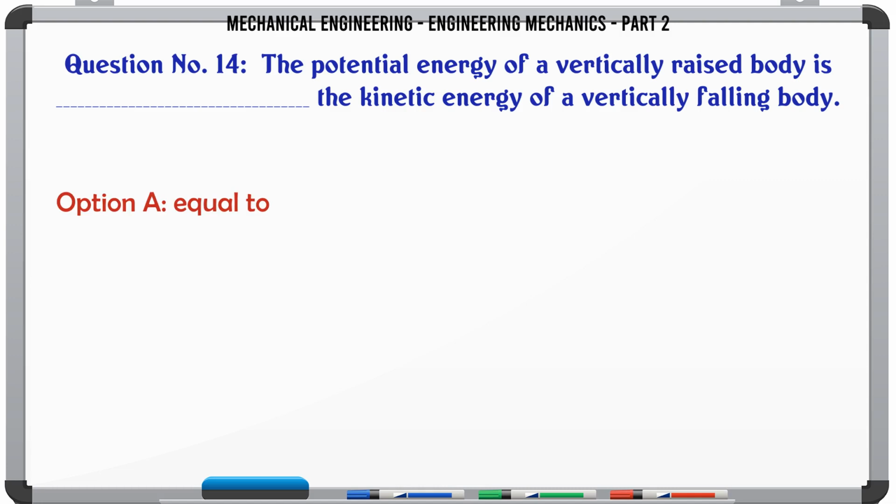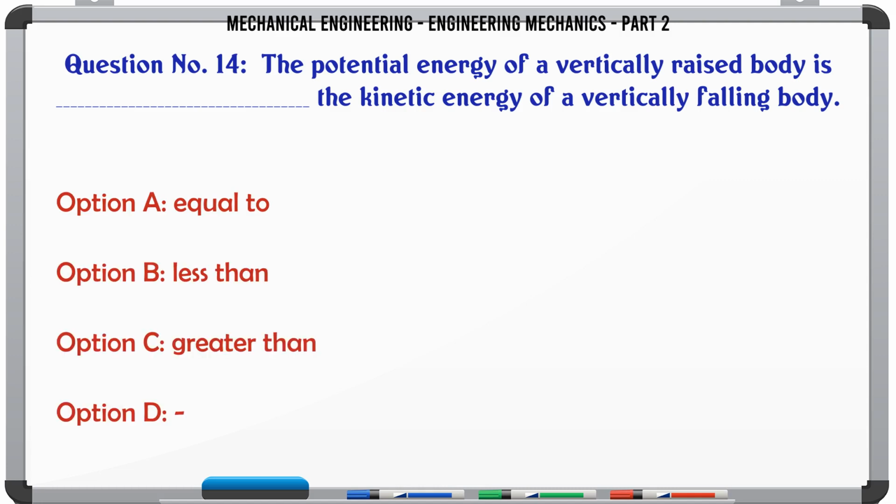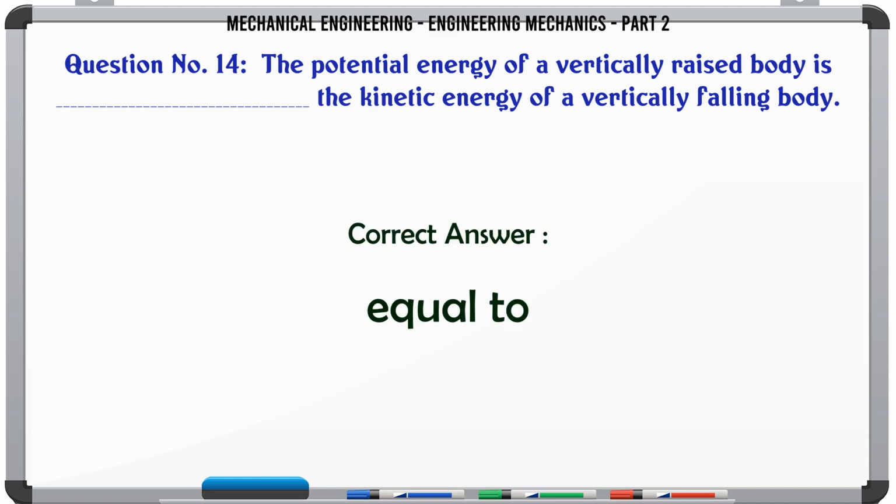The potential energy of a vertically raised body is the kinetic energy of a vertically falling body. A. equal to, B. less than, C. greater than. The correct answer is equal to.